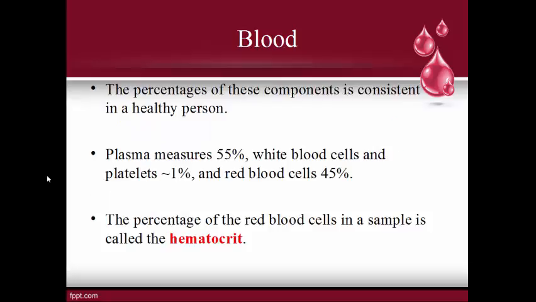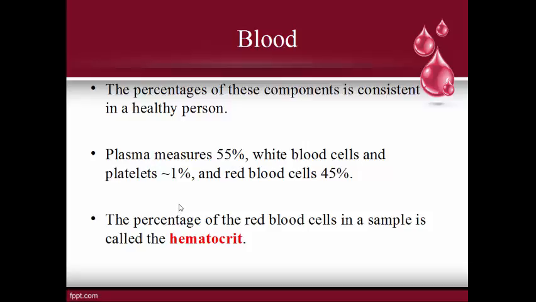Now, in a normal, healthy person, these percentages of how much there is of each type remain fairly consistent. Plasma is about 55% of the overall blood sample. The white blood cells and platelets are a little bit less than 1%. And then the red blood cells are 45%. Again, in a normal, healthy person. When these percentages get much higher or much lower, that indicates that something is wrong.